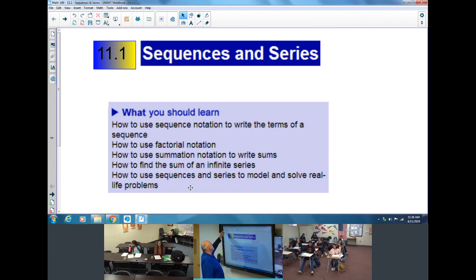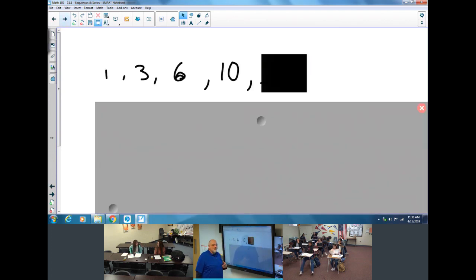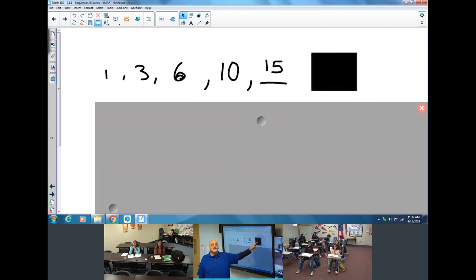So when we talk about sequences and series, one of the biggest ideas is just understanding the idea of a pattern. They say that patterns are crucial to understanding mathematics in general. Here is a sequence of numbers that forms a pattern. Can anyone tell me what would be the next number in the sequence? 15. That's right.